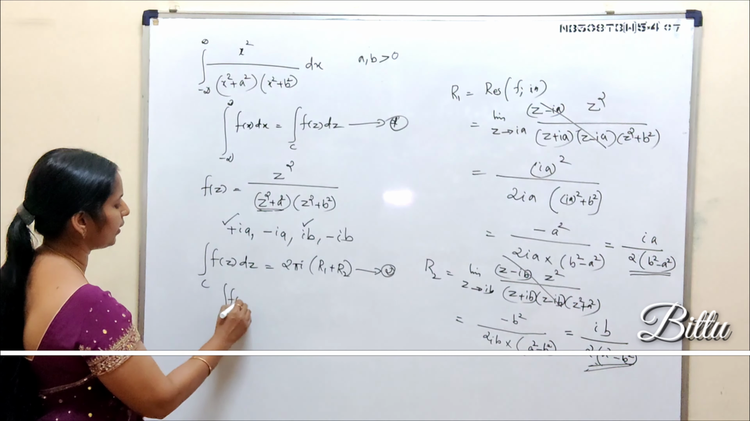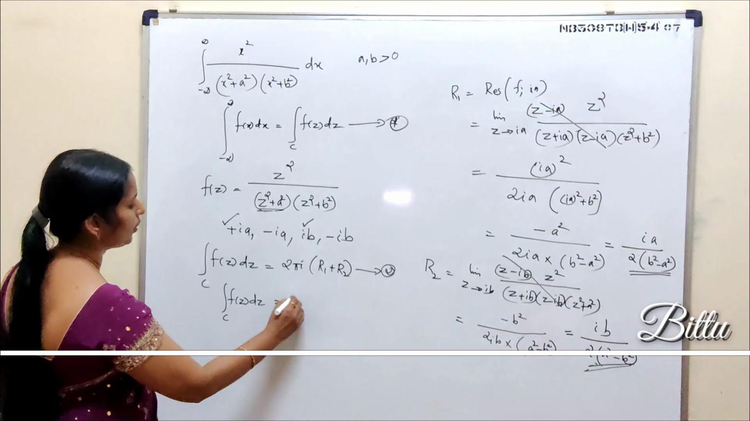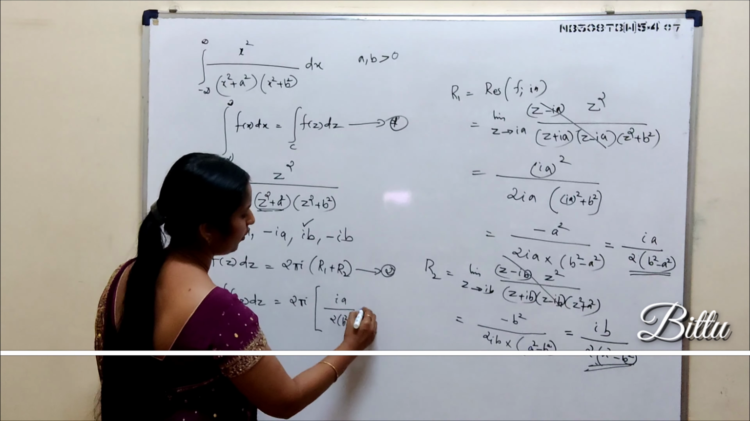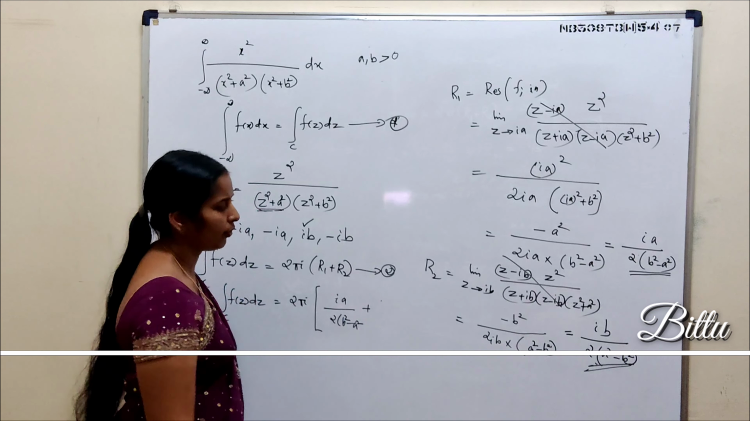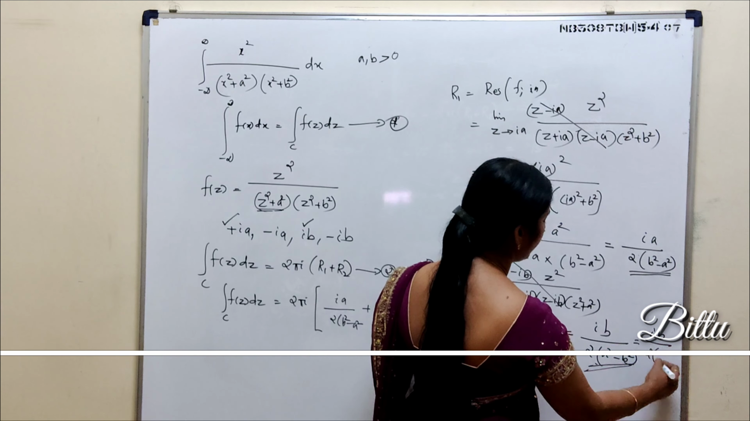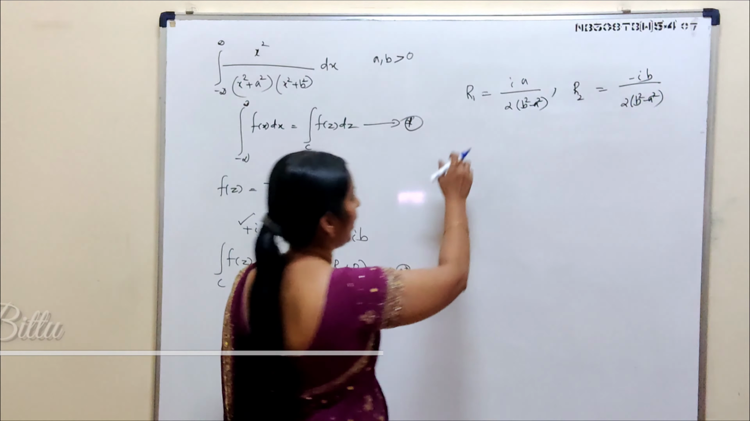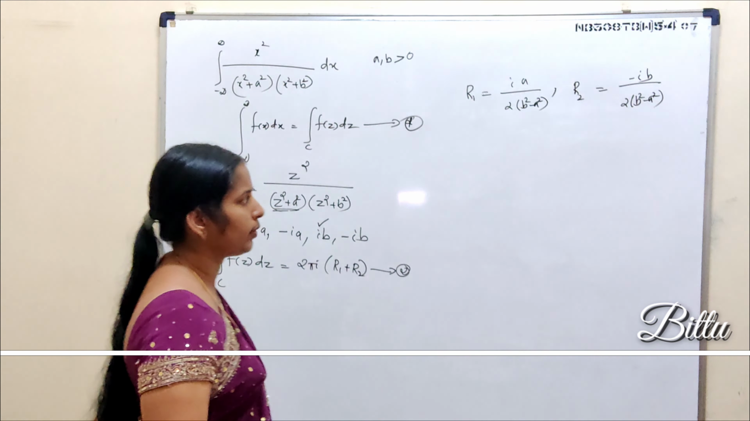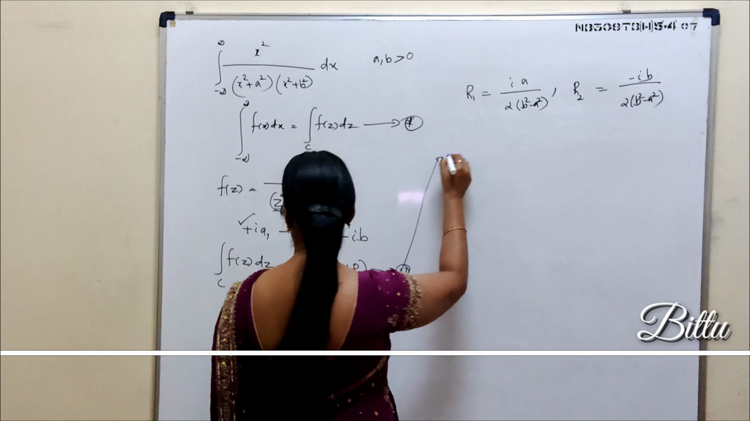Next you put r1, r2 in equation number 2. You can see integral over c f(z) dz is 2 pi i into (r1 plus r2). ia by 2 into (b square minus a square) plus, for the smooth calculation, here the denominator is a square minus b square, so you will consider it as b square minus a square. So it is minus ib divided by 2 into (b square minus a square). We have r1 equal to ia by 2 into (b square minus a square). Similarly, we have r2. You put this in equation number 2.